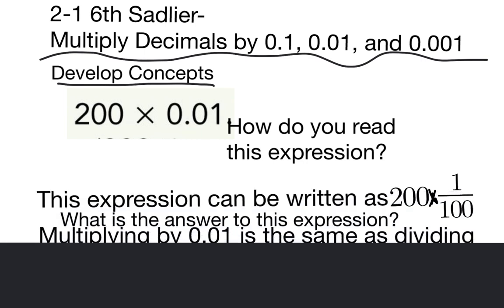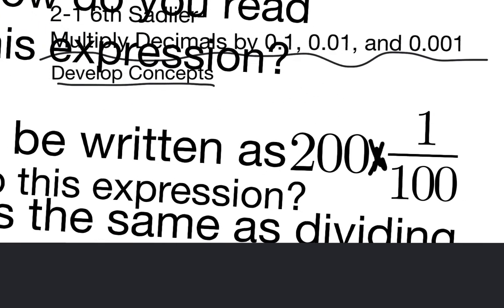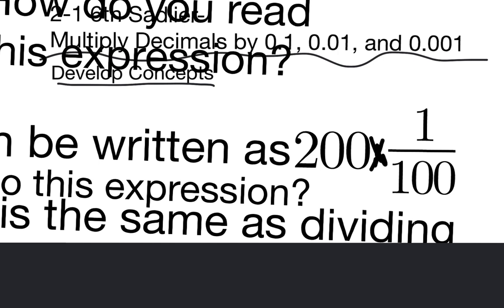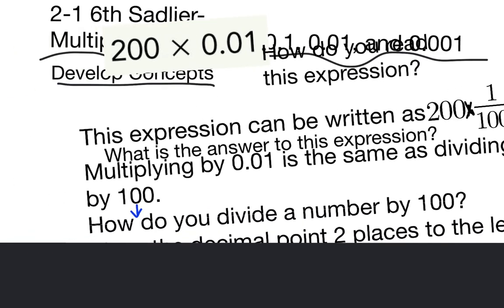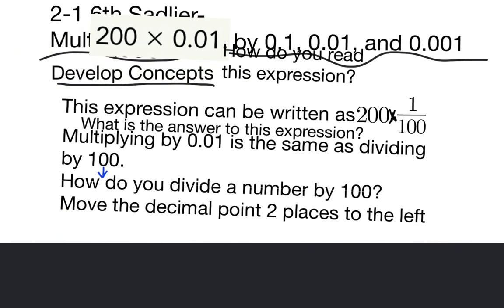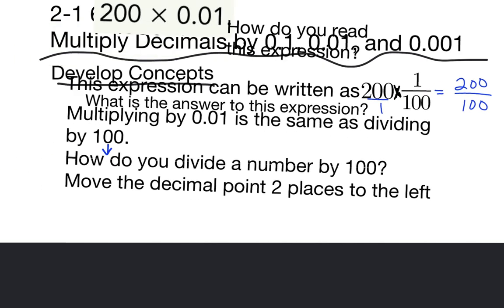So this expression, we could write it as 200 times 1 over 100, 200 times 100th. And to work this out, basically, if you would multiply this, it's like 200 over 1. So if you multiply straight across, you'd have 200 over 100. The fraction bar means dividing, so this would be the same as dividing by 100.